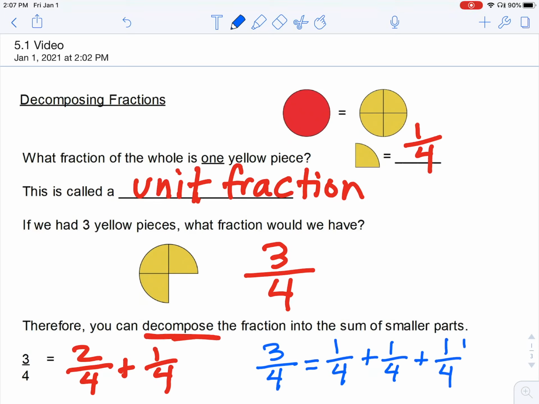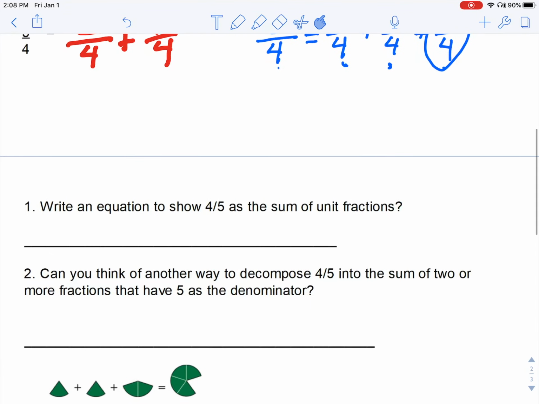Good. And do you remember what we call each of these? It's a unit fraction because of the 1 in the numerator. So this is written here as the sum of unit fractions. And sometimes in your math journal, it's going to ask you for that. Write it as the sum of unit fractions. Then you need to be mindful that you keep the 1 in the numerator. Okay, so let's try a few more examples.